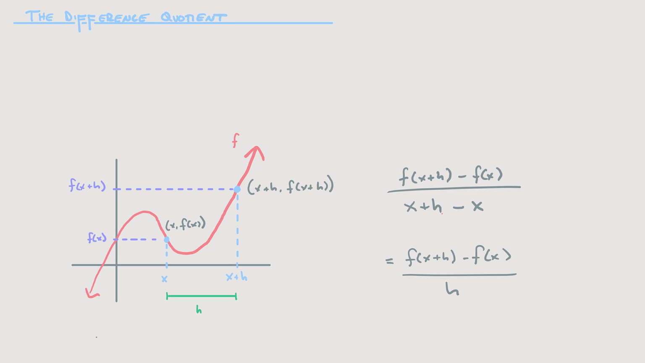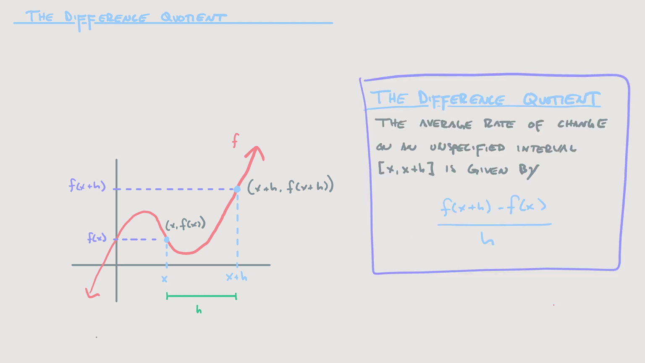So we're subtracting x, which means that this x subtracted from this x, those cancel, is what I'm trying to say. And so this is the formula. That is it. That's the difference quotient. The difference quotient is defined to be the average rate of change on an unspecified closed interval, x to x plus h. And it's given by this formula that we just wrote down: f of x plus h minus f of x over h.